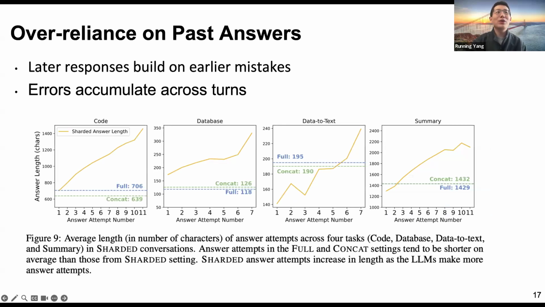And also, over-reliance on past answers is an issue. Instead of correcting itself, the model keeps building on its previous response, even when it is wrong. So this causes errors to accumulate over time. As a result, the answer becomes longer and more complicated, but these additions do not necessarily contribute to correctness. And we can see that this phenomenon occurs across many kinds of task types.